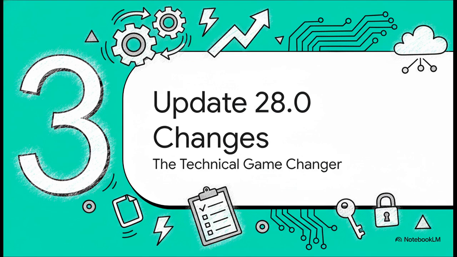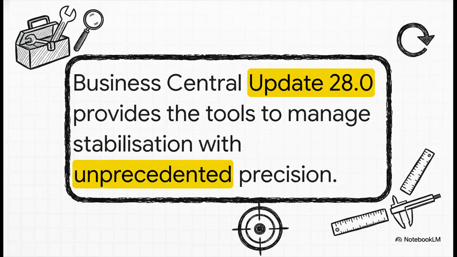That brings us to Section 3. There's been a technical game changer that makes this whole strategy more powerful than ever before. For anyone who's using Microsoft Dynamics 365, that game changer is the recent Business Central Update 28.0. It gives teams a whole new set of tools that lets them manage this stabilization period with a kind of precision that just, well, it wasn't really possible before.